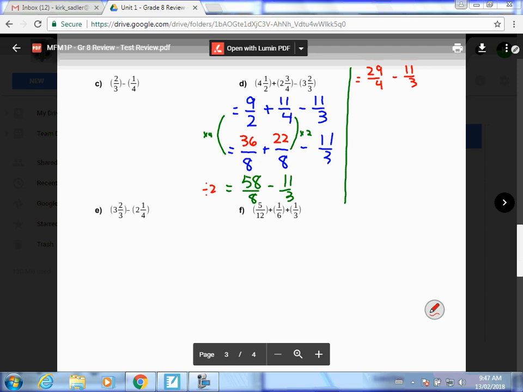Okay, Adam, it's your time to shine. What do we do next for 29 over 4 minus 11 over 3? What do we do, please, first step? Somebody help Mr. Shoulders here. What do we need to do in these subtract two things? What do we need? Common denominator, thank you. Yes. So we're going to do like we've done a lot before. It's just going to be 4 times 3. I times this by 4. I times this by 3.